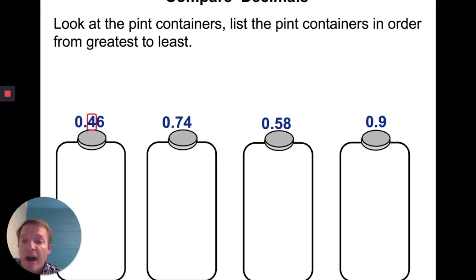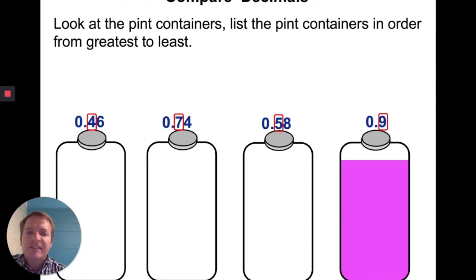You're going to go to the right of the decimal point. We have a 4, we have a 7, we have a 5, we have a 9. So which one's going to be biggest? Let's fill those up. That 0.9 is probably going to be the biggest one we have up there.